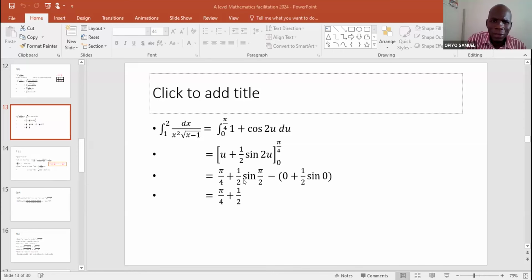So for this case, we integrate, then substitute for the limits. When substituting for the limits, you start with the upper limit. So we have pi over 4 plus a half sine of 2u. We put 2u, we get pi over 2 minus, then you open bracket and put the lower limit, u is 0, so we put 0, a half sine of 0. So this reduces to pi over 4 plus a half. So that is for this part.